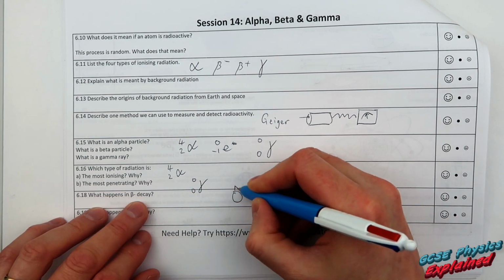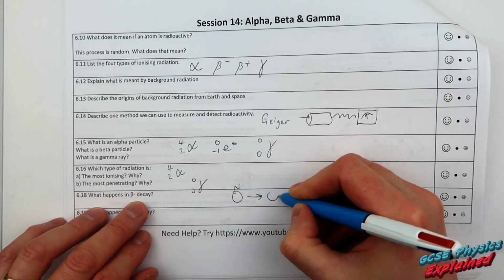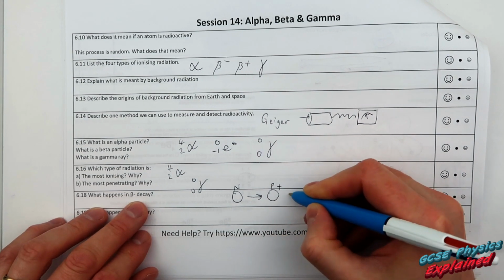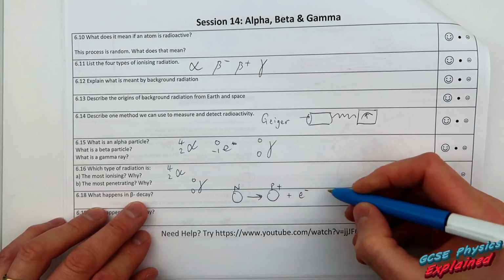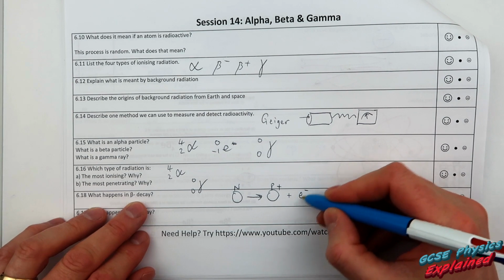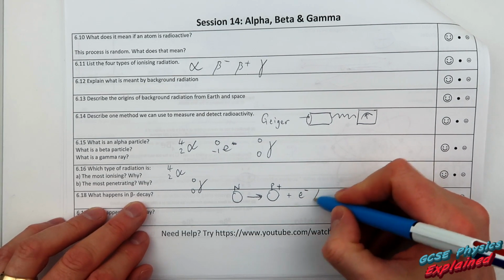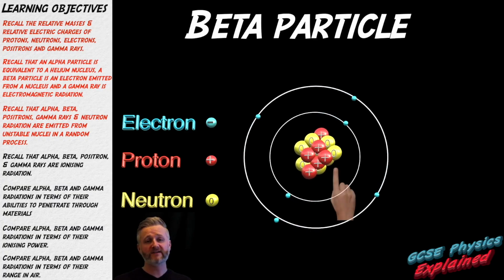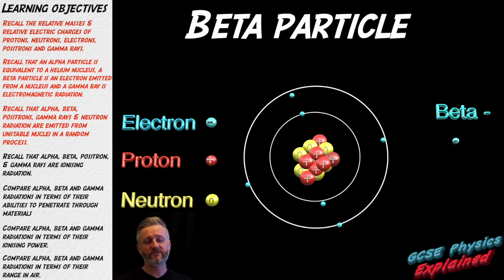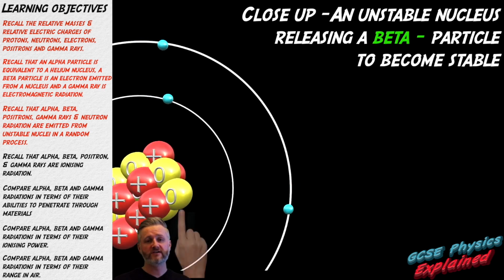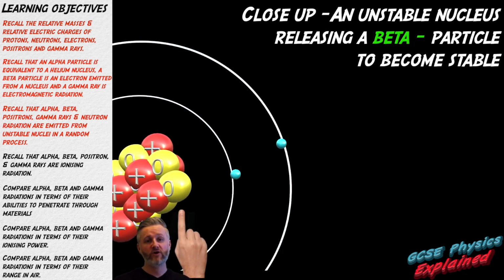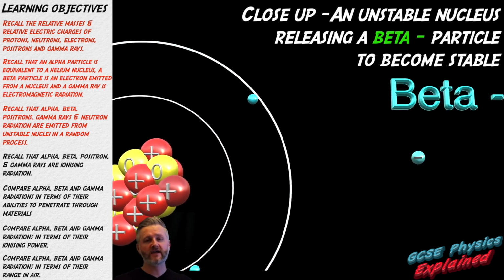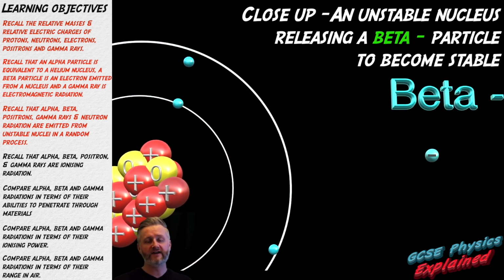What happens in beta minus decay? Basically, a neutron turns into a proton and an electron at high speed. The high speed electron is basically the beta particle. I've got a video on that. The beta minus particle is a high-speed electron ejected from an unstable nucleus when a neutron turns into a proton. Here's a slow-motion close-up. It has a negligible mass and a charge of -1.